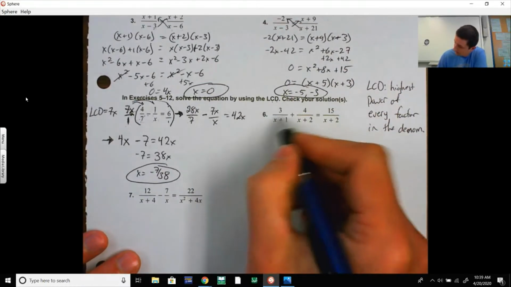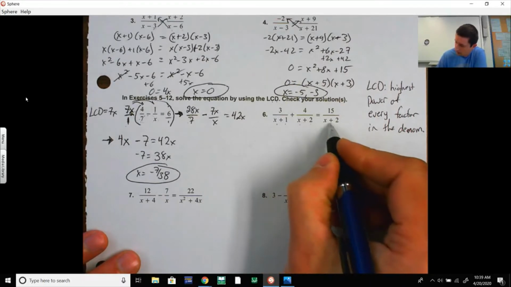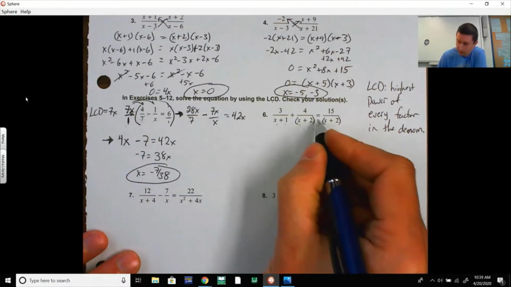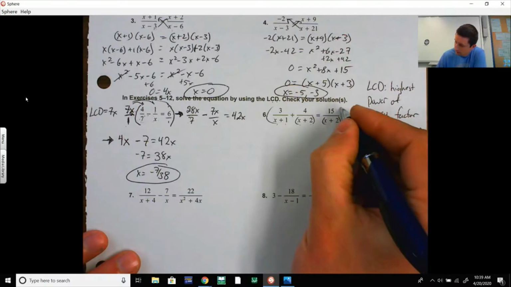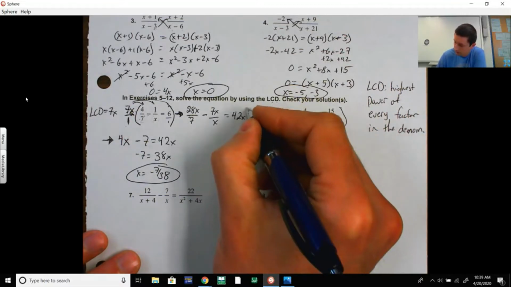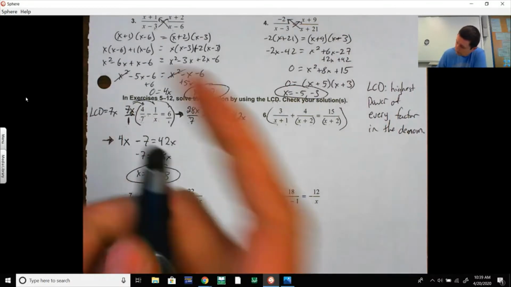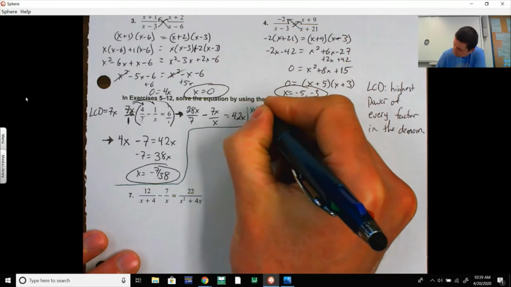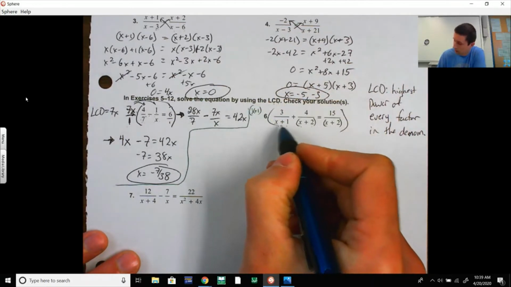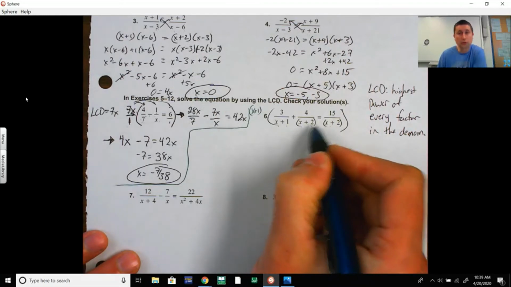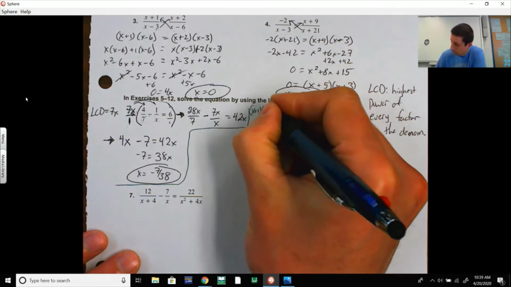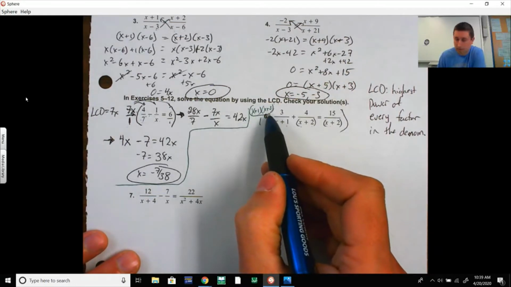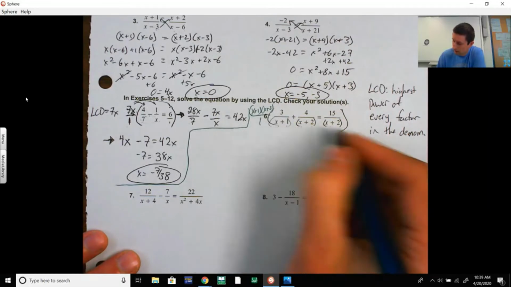Okay, so this one, binomials, x plus 1, x plus 2, x plus 2. These two are the same factor. The highest power is just 1. So x plus 1 is one of our common denominators, and I have x plus 2, it shows up twice, but my highest power is just 1. So our common denominator is x plus 1 times x plus 2. You're basically taking part of everything that you can down here.